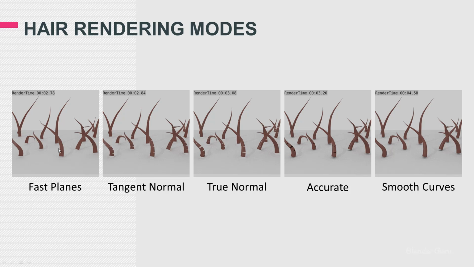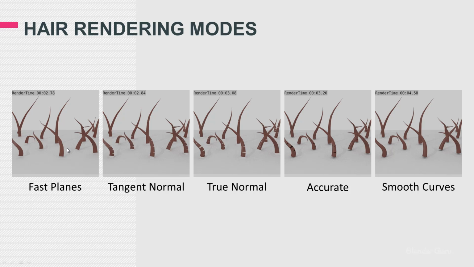So you can see over here on the left-hand side, the fast planes rendering method, you get the lowest render times, but you can see it's pretty unrealistic. Now, this render mode is probably the closest to how it behaved with the Blender Internal rendering engine. It looks kind of like a flat plane, which is tilted towards the camera. It does cast a shadow, which is cool, but it doesn't have any three-dimensional depth to it. It's just a flat plane.